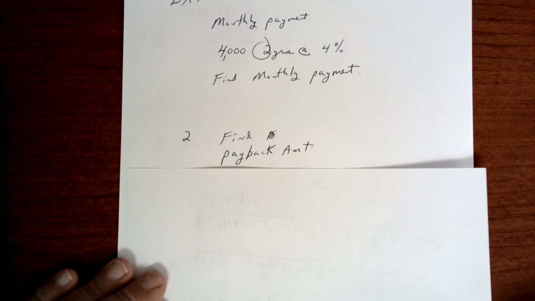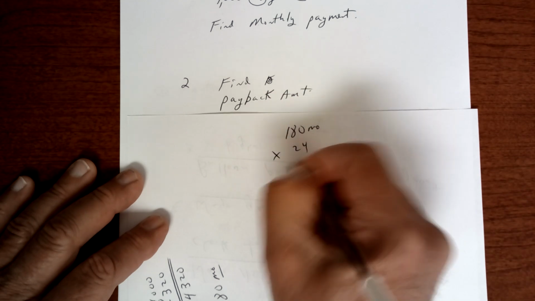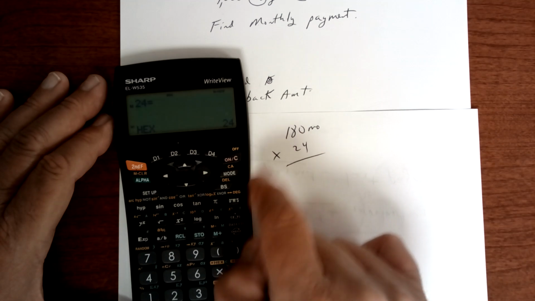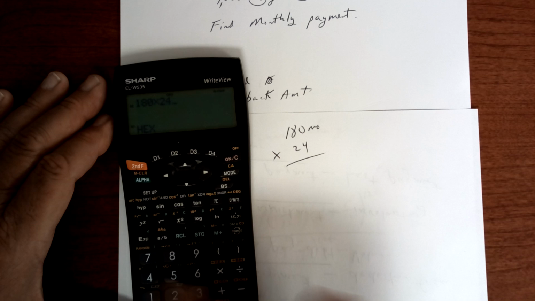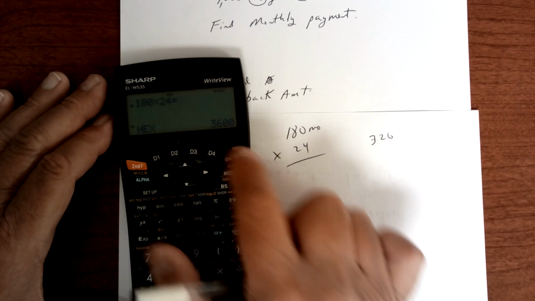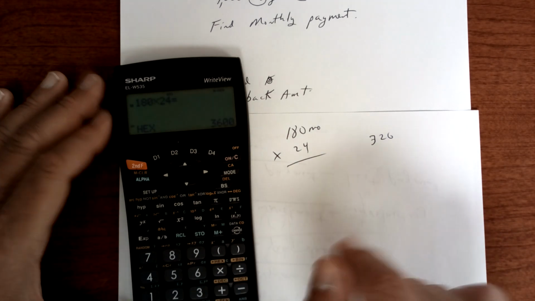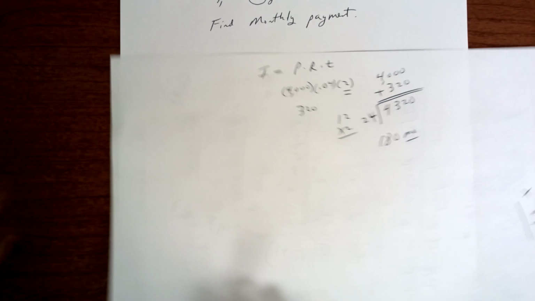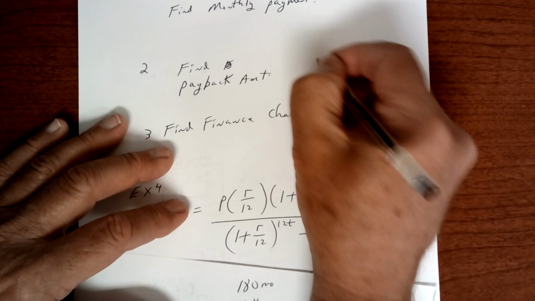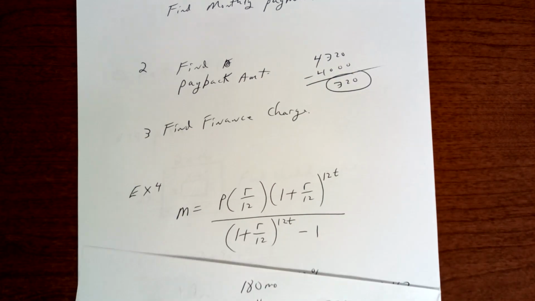It says find the payback amount. Well, if you're going to pay $180 a month for 2 years, so that's 24 payments, you're going to take 180 times 24, and you're going to get 3,600. Let's see if that's right. Okay, so I'm showing 3,600, so let me back up a second, because it should be more. Okay, sorry, it was 4,320. So you're going to take the 4,320 minus the 4,000. So the finance charge is $320, which is what we found earlier. So that is your finance charge.